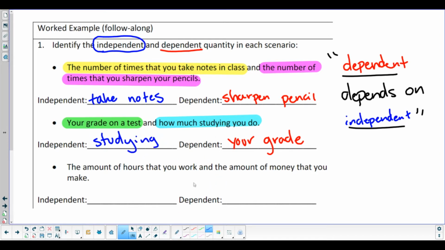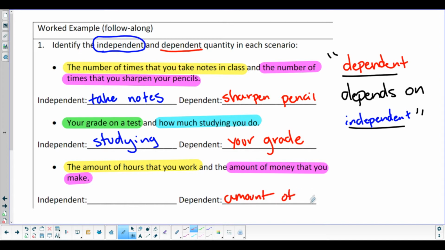Okay, how about this? We have the amount of hours that you work and the amount of money that you make. Once again, I'm assuming like the amount of money you make in a day. Well, this one's not too bad either, right? If I work for 8 hours in a day, I'm going to make more money than someone who's working part-time or 4 hours a day or 2 hours a day, right? And so I would say that the amount of money you make depends on the amount of hours you work.